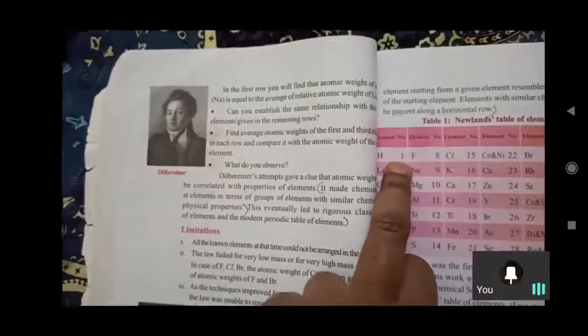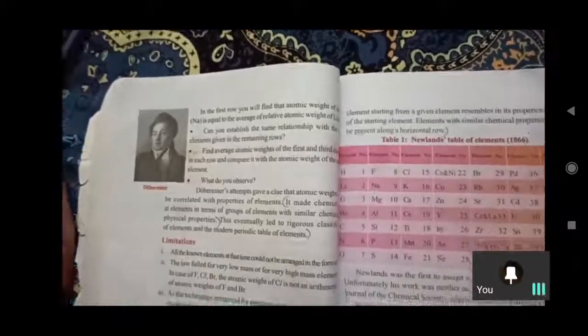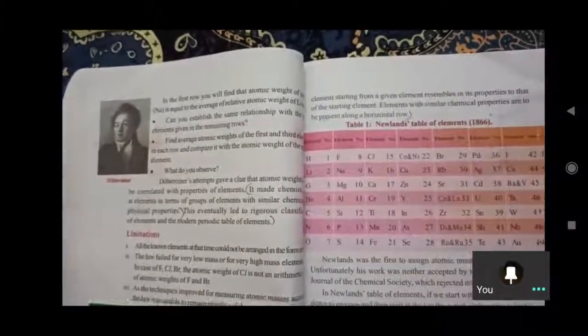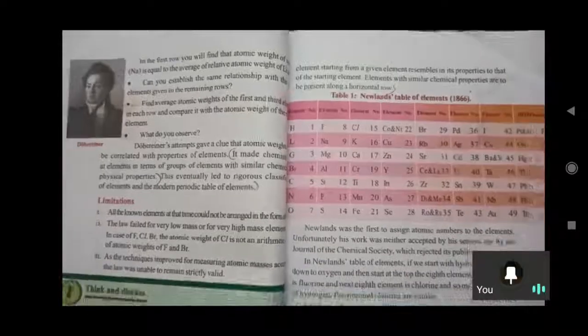Every 8th element, okay? Hydrogen and again F, again Cl, these all have similar properties. In that manner, he repeated the intervals after the 8th one. Each and every 8th one possesses similar properties. So in that manner he divided: the 8th element after hydrogen is fluorine, and the 8th after fluorine is chlorine.